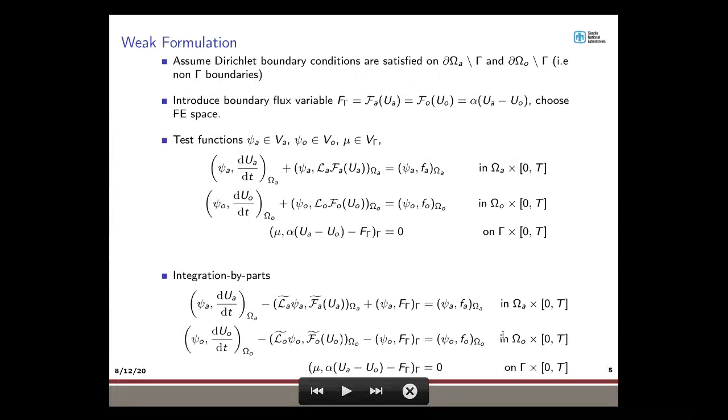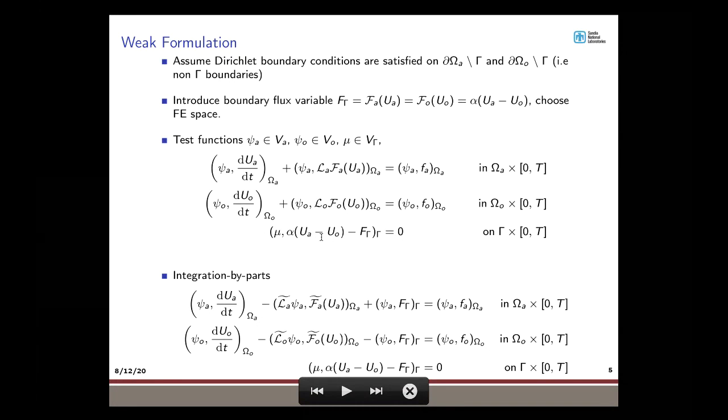So let's go to the weak formulation. We're going to assume a finite element discretization in space, just for analysis purposes, but you don't necessarily have to do this. Generalizing the method is beyond the scope of the talk today. So the first thing you want to do is treat this flux interface with an auxiliary variable, which I'm going to call F_gamma. This ensures conservation because now I've constrained the flux to be the same across the domain.